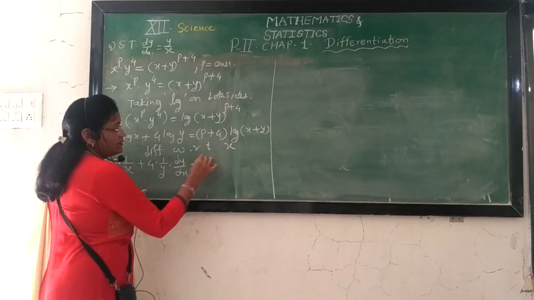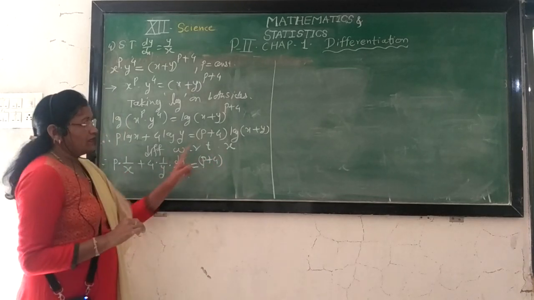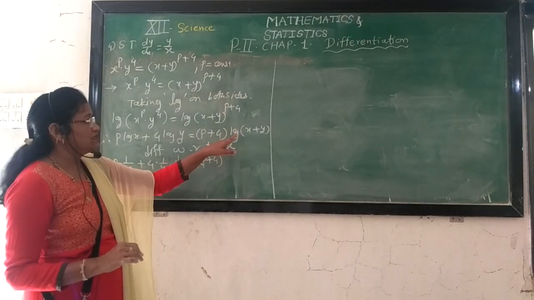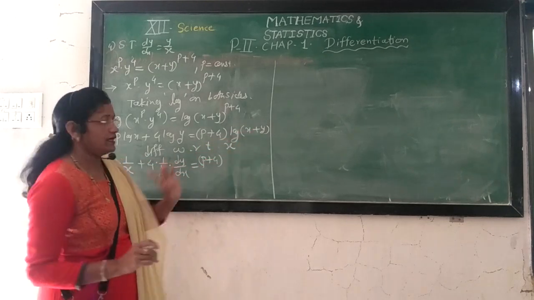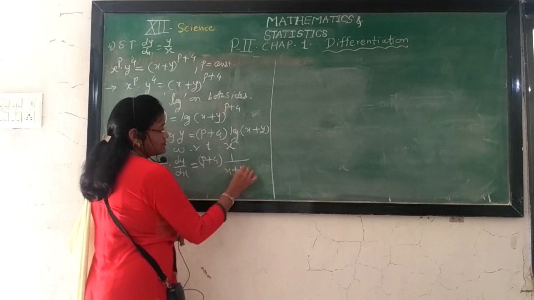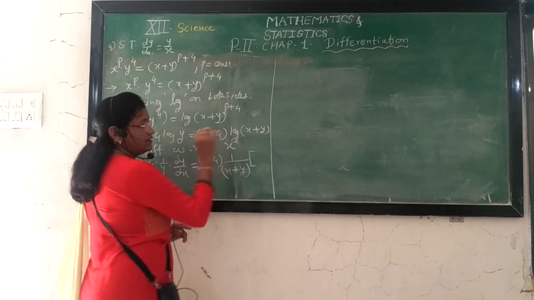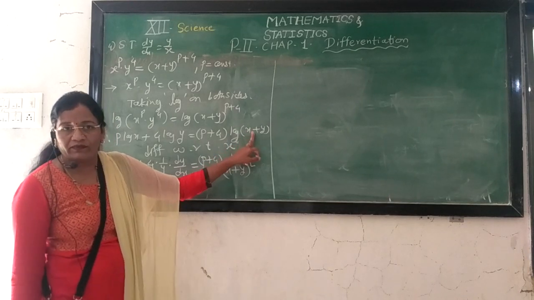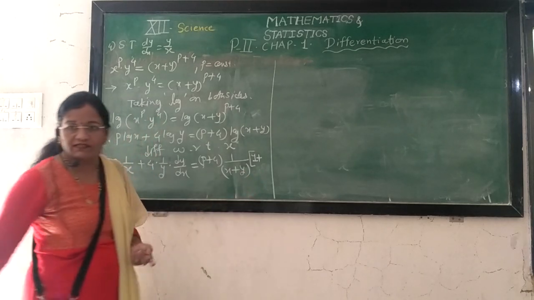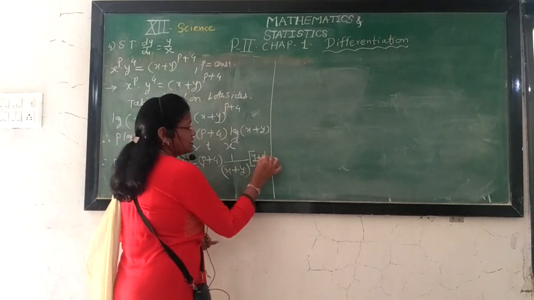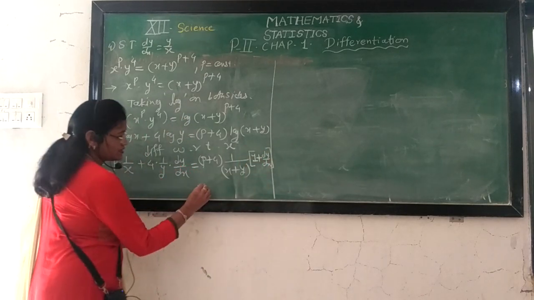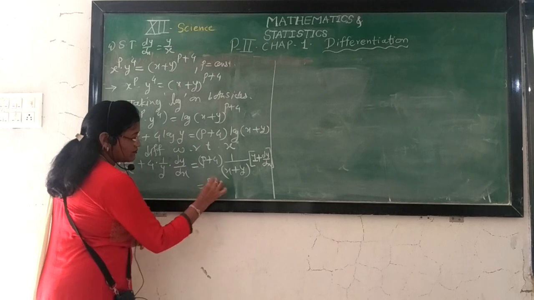Now for the right side p plus 4 is the constant term. We find the derivative of log of x plus y. Again this is a composite function because the argument of log is x plus y. So first we find the derivative of this log, that is 1 upon x plus y. After finding the derivative of log, now to find the derivative of x plus y. What is the derivative of x plus y? The derivative of x is 1 and the derivative of y is dy by dx. Now for the right side we take simplification as p plus 4 upon x plus y.